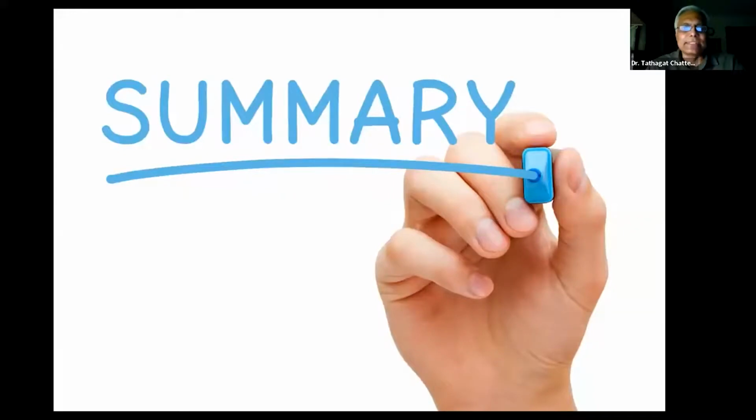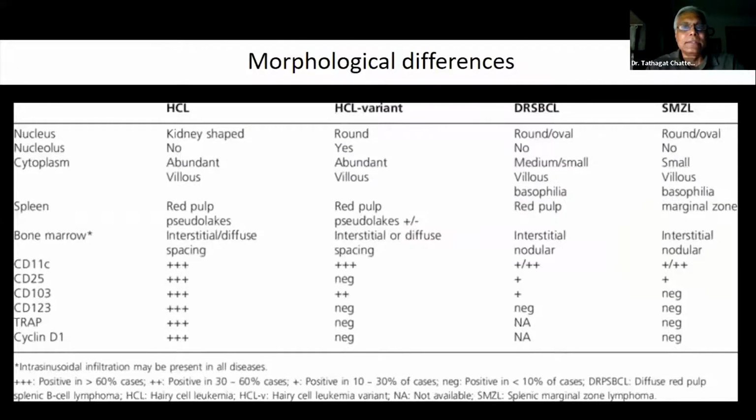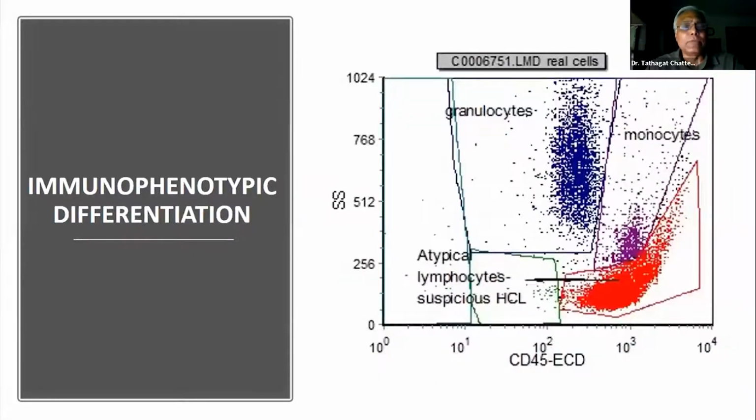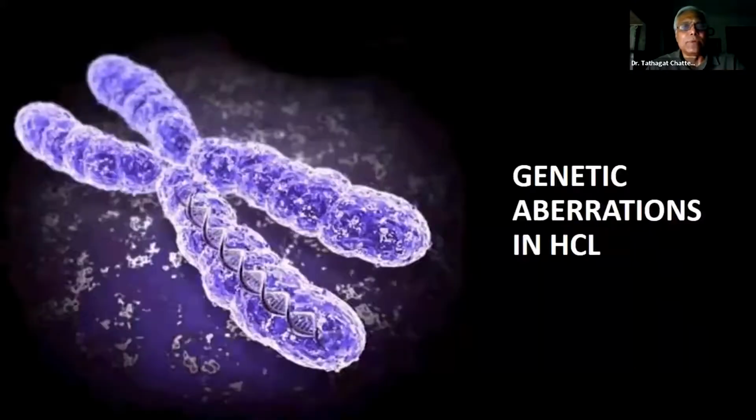So to summarize, ladies and gentlemen, the morphological differences are glaring. Whether it is hairy cell, the variant, the DRS, PCL, or SMZL, we have considered all the morphology. The immunophenotypic differentiations are most important. These are the classical immunophenotypes of the confounders. You use 5, 19, 20, 23, 10, 25, 103, 200, and surface immunoglobulin, and you can differentiate a host of CLPDs using these markers.